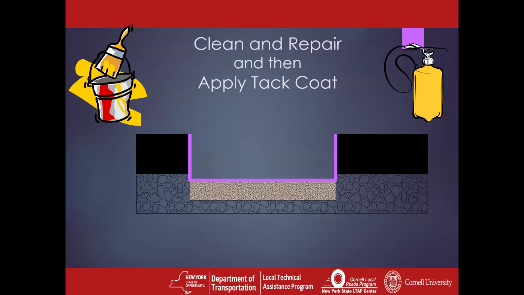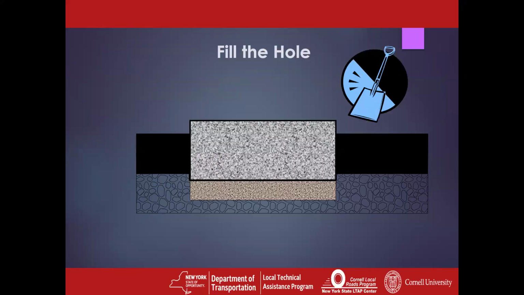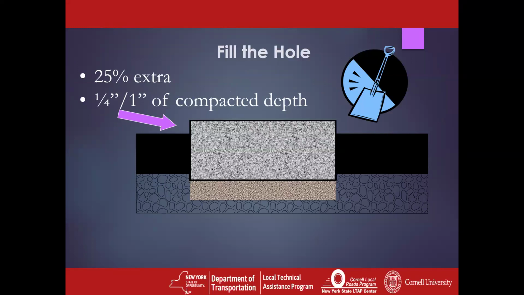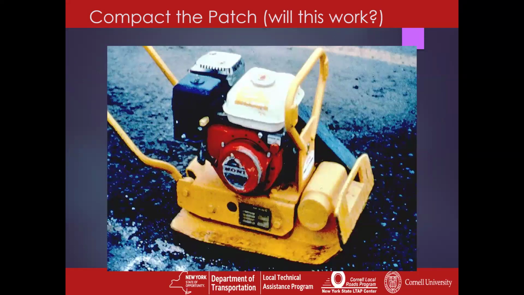Some people would argue, well, you're not supposed to use tack on granular material. In this case, not a big enough difference. Just tack the living daylights out of everything, so you're going to get a nice glued surface. Fill the hole. Make sure you've got 25% extra, just like you would on any paving project, to account for compaction.